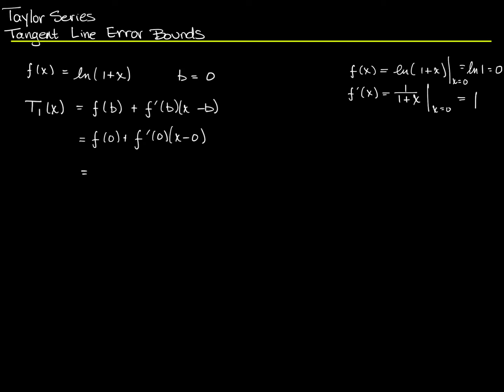f of 0 is the natural log of 1, or 0, right? So 0 plus f prime of 0, which is 1, times x minus 0, which is x. So I have 0 plus 1 times x, which is just x. So my linear approximation for the function f of x equals the natural log of the quantity 1 plus x is the line y equals x.